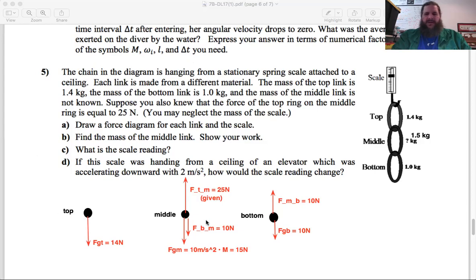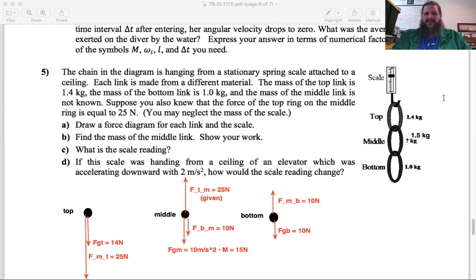Yeah, the top link is exerting a 25 Newton upward force on the middle link. So by Newton's third law, the middle link is exerting the exact opposite of that, 25 Newtons downward force on the top link. So the top link is experiencing 25 Newtons force downwards as the force from the middle link. So that's the force of the middle link on the top link, which is 25 Newtons downwards. By the way, is the bottom link exerting any force on the top link? Are they in contact with each other?